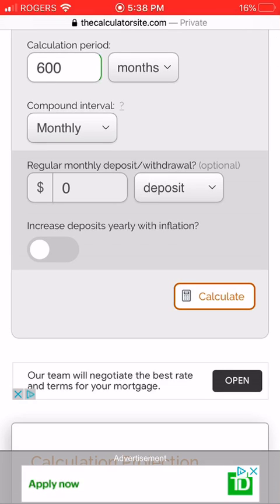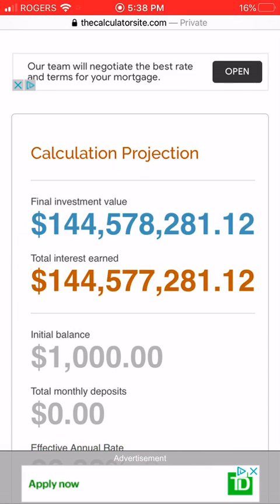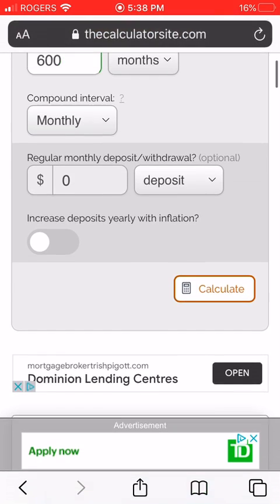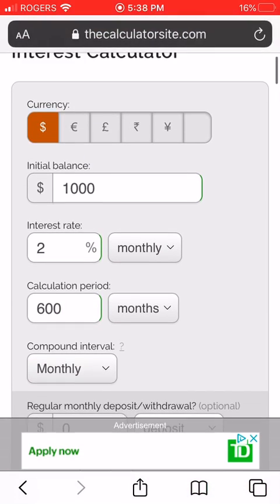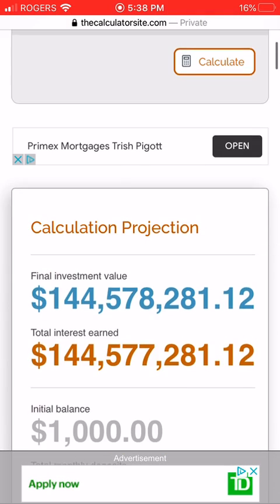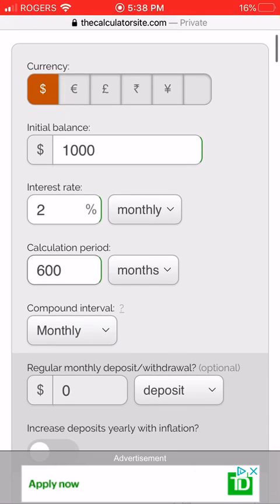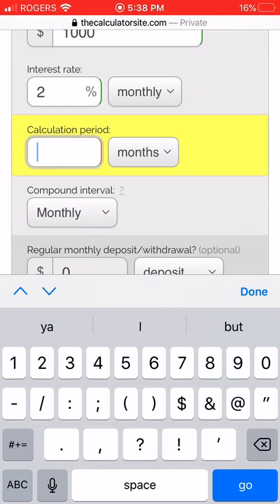So let's calculate. Boom, that's the answer. 144.578 million. Is that not good? I don't know about you, but I'd be happy with that money in my bank account. I think my friends would be too. I think they would be looking at me like, what you doing with your money, boy?